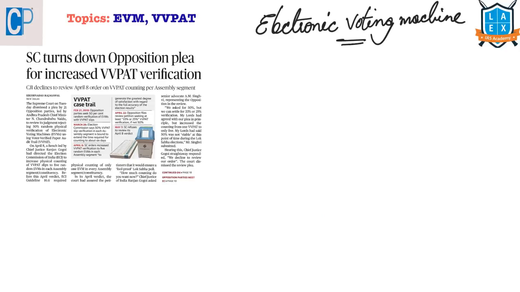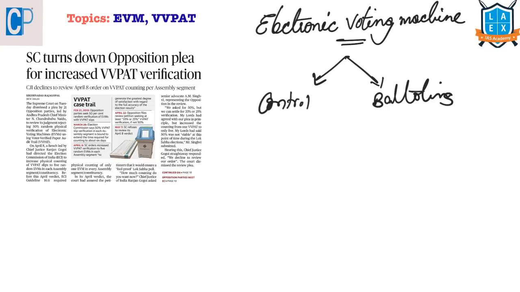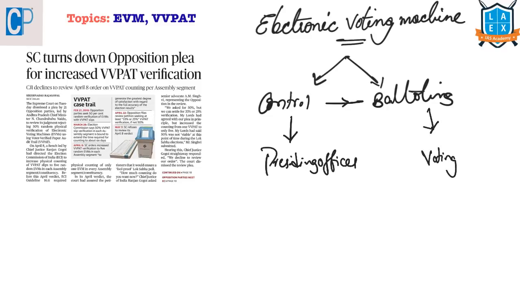Electronic voting machine is the machine used to vote through electronic means, and this is designed with two units. One is the control unit and the other one is the balloting unit. The control unit of the EVM is kept with the presiding officer or the polling officer, and these two are connected together by a cable. Whereas the balloting unit is kept within the voting compartment for electors to cast their votes. This is done to ensure that the polling officer will verify the identity of the voter.